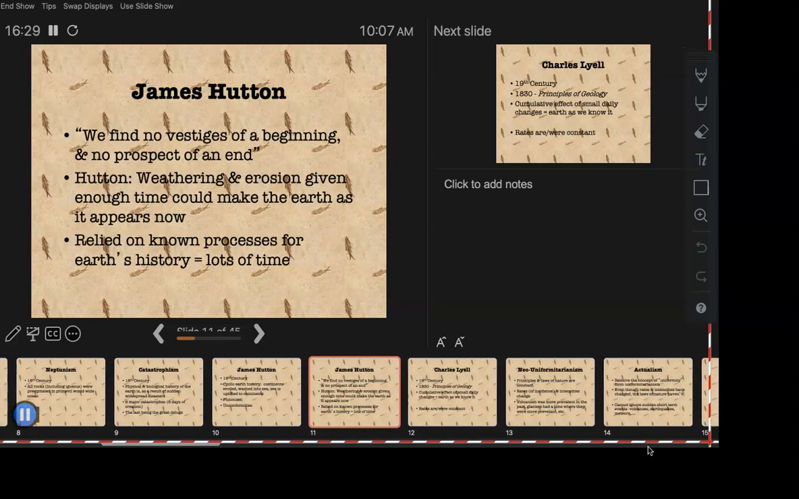And what he's introducing here is the idea that the Earth is a heck of a lot older than we think it is. They were nowhere near knowing how old it was or wasn't. But we find no vestiges of a beginning and no prospect of an end. Okay? The Earth has been here a long way before us, and it's going to be a long way after us as well. Weathering and erosion, given enough time, could make the Earth as it appears now. What we really need for that all to work, though, is a lot of time. And in saying that, he was refuting, without actually coming out and saying it, the church's doctrine that we were about 6,000 years old.